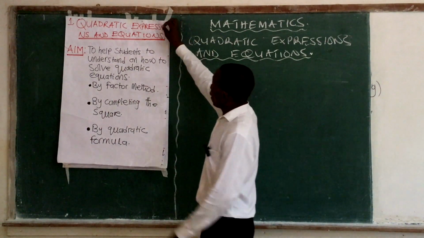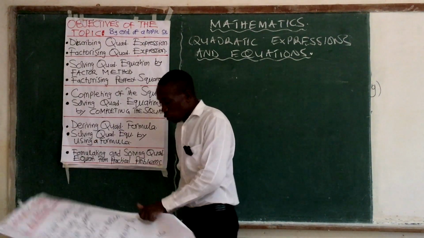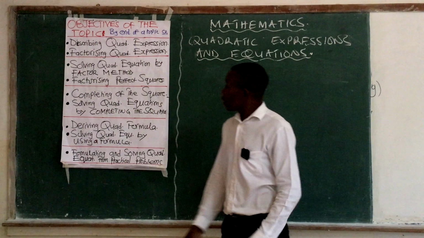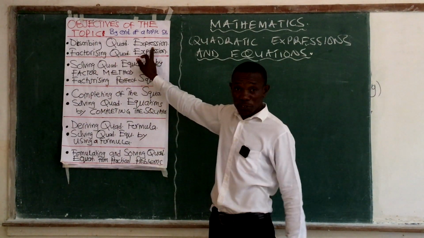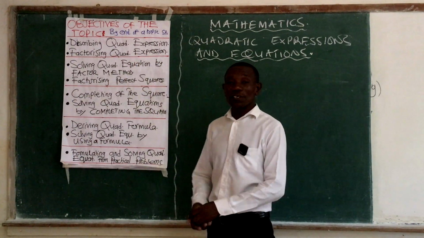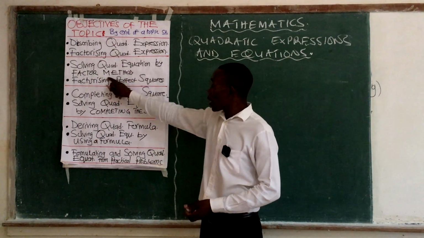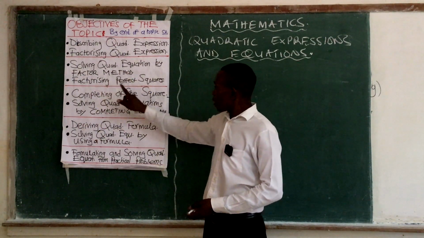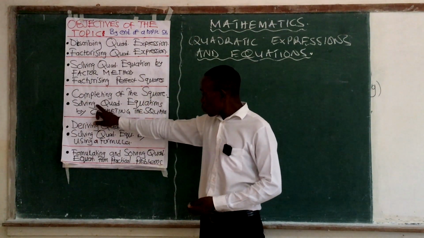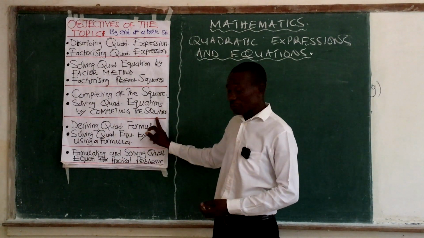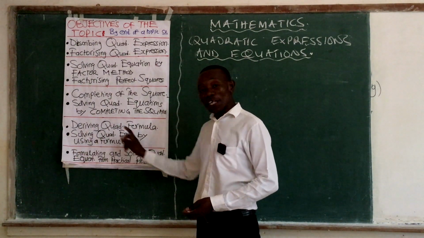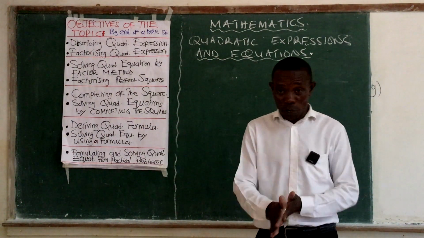Based on these aims, we'll have the following objectives that will guide us in the discussion about this topic. One, we are to describe quadratic expressions. Secondly, factorizing quadratic expressions. Thirdly, we are to solve quadratic equations by the factor method. Then factorizing perfect squares, completing the squares. We'll solve quadratic equations by completing the square, and then derive the quadratic formula. Then we'll use that quadratic formula to solve quadratic equations.